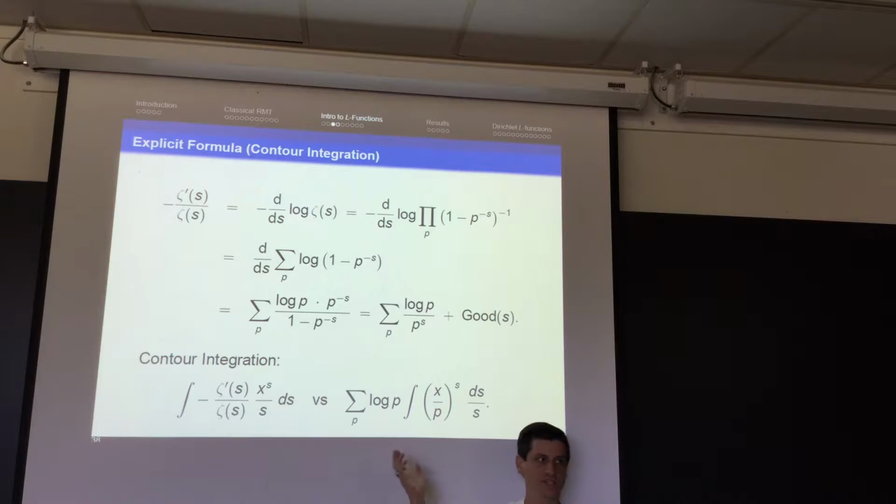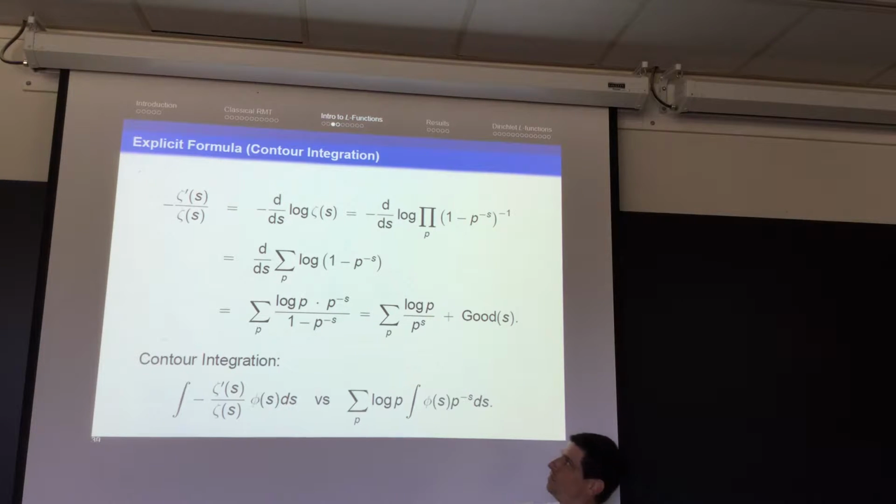But the quantity that you want to study, how many primes, that's not the natural quantity to count. The correct quantity to count is the weighted one, and then you remove the weights. Okay, well, instead of using x to the s over s, I could use some function phi of s. And so I'll get phi on both sides.